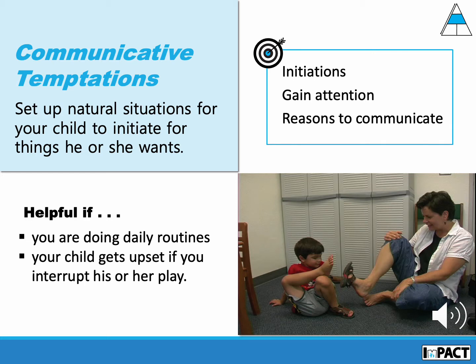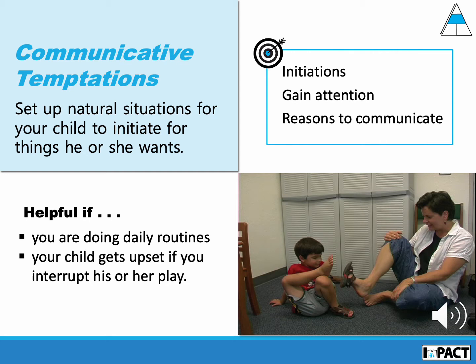With communicative temptations, you will set up natural situations for your child to initiate with you for things your child wants. Communicative temptations are used to increase your child's initiations and gain attention. Different temptations can be used to expand the reasons your child communicates. Communicative temptations are easy to use during daily routines such as meals, snacks, dressing, bath time, and bedtime. It is frequently helpful to set these up in advance.